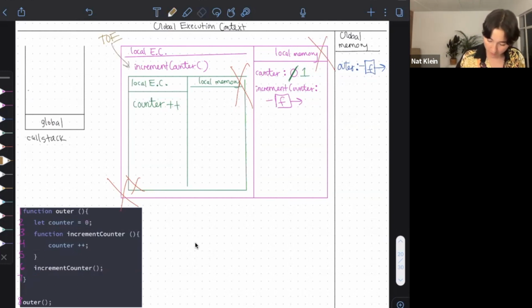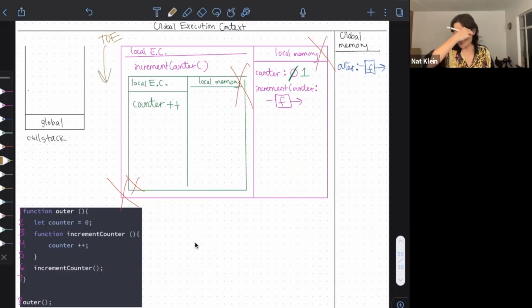I always tear down the walls. There we go. And we have just global left on the call stack. We're done executing this code.